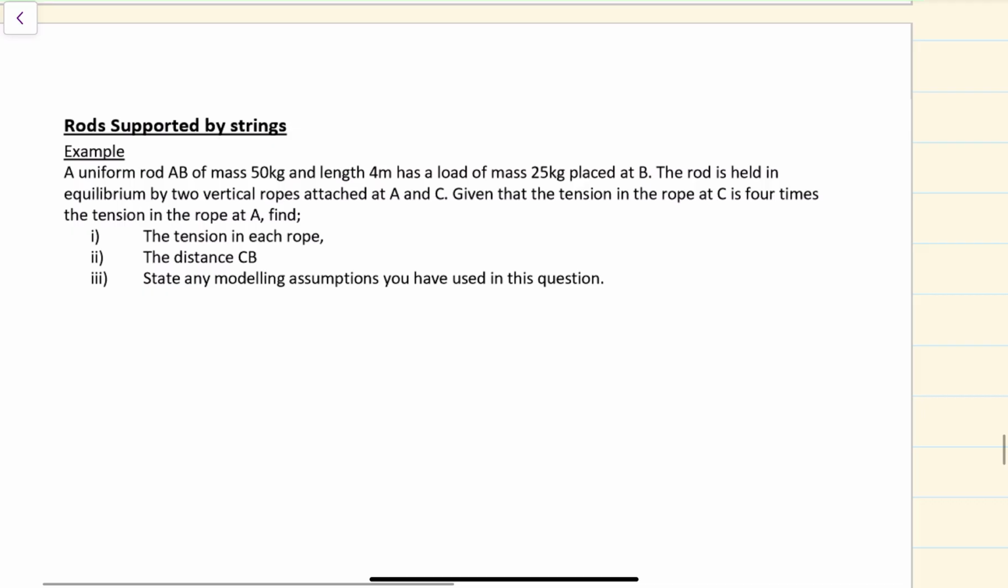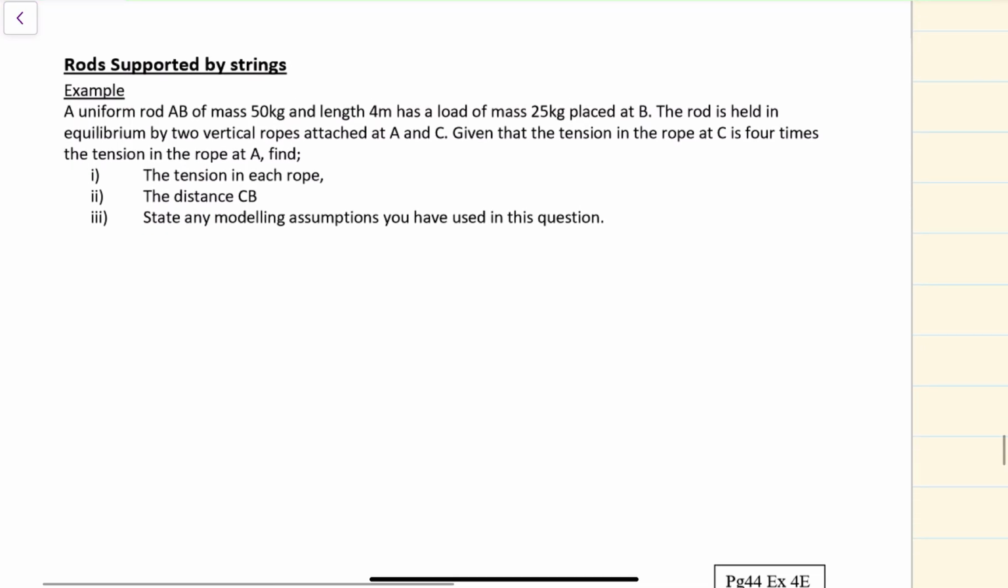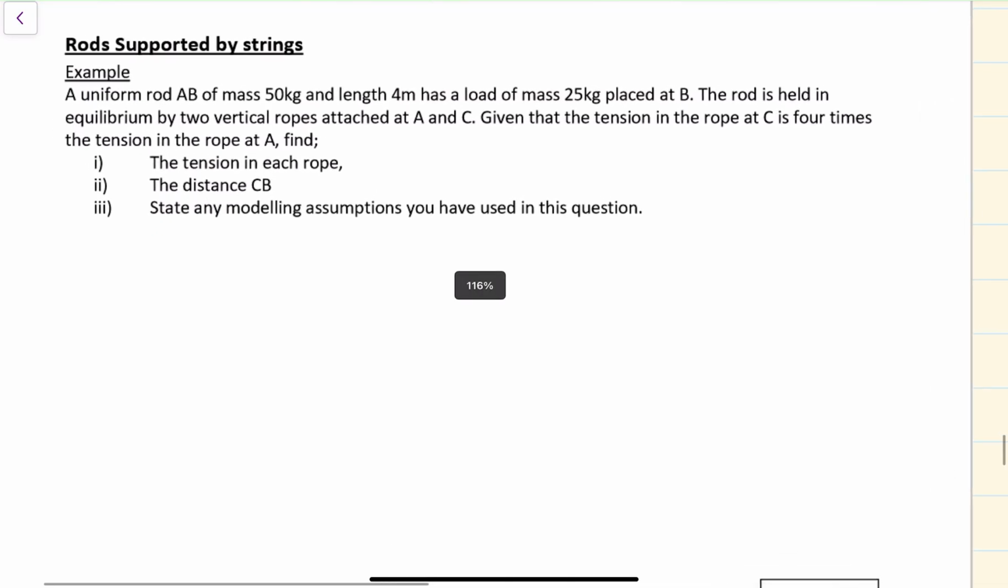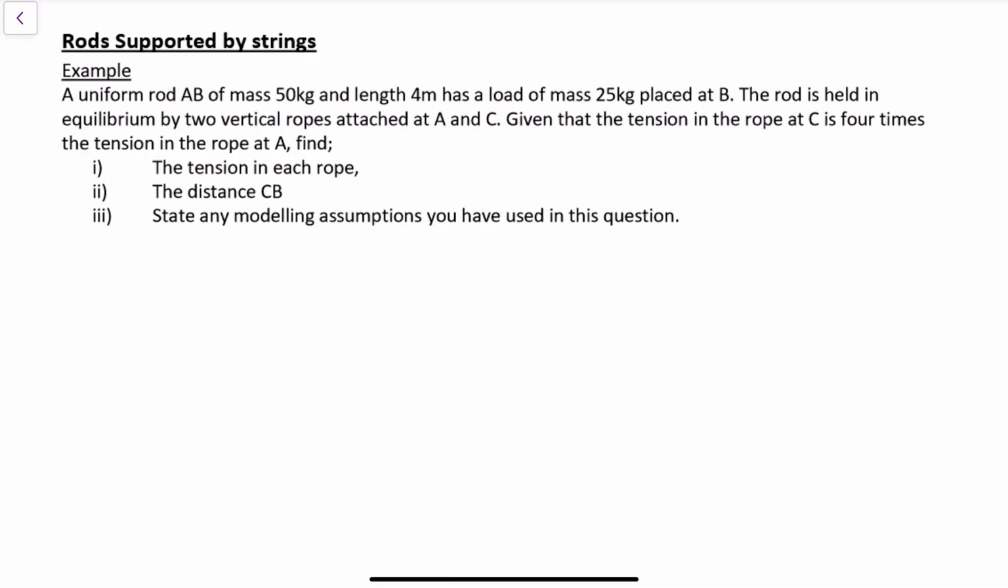Okay, so these are very similar questions, so I didn't think it was worthwhile doing a separate video for this. But this is where instead of being on a pivot, a rod is held suspended by a string. If you have different strings, the assumption you should make is that the tensions in other strings are different, unless it tells you otherwise.